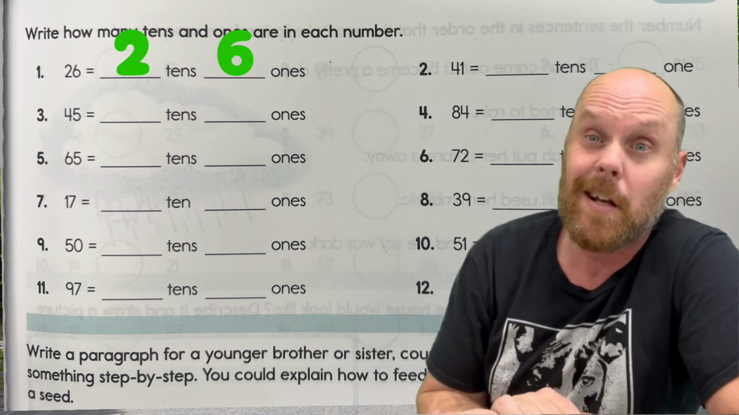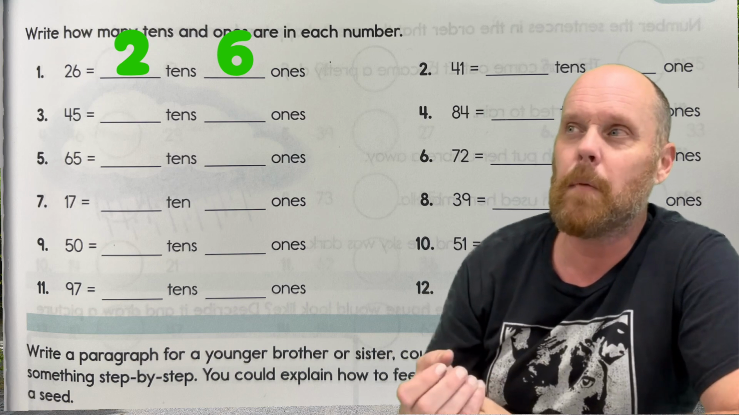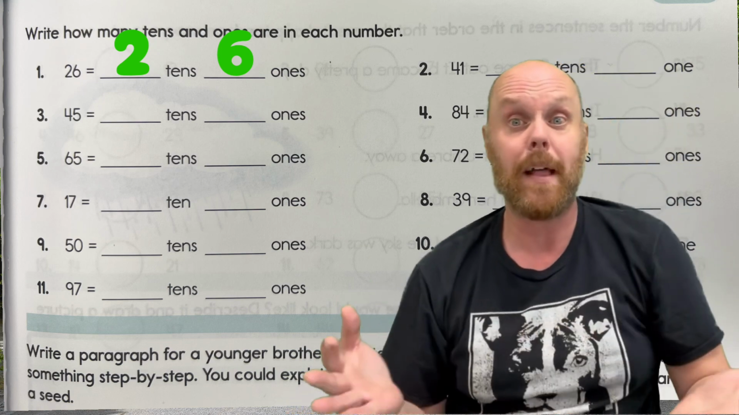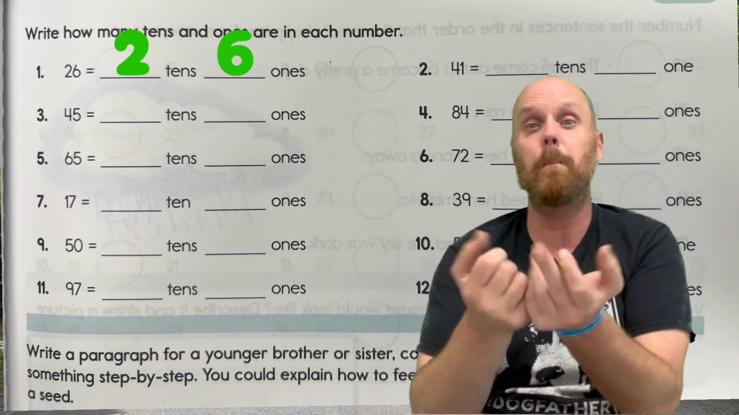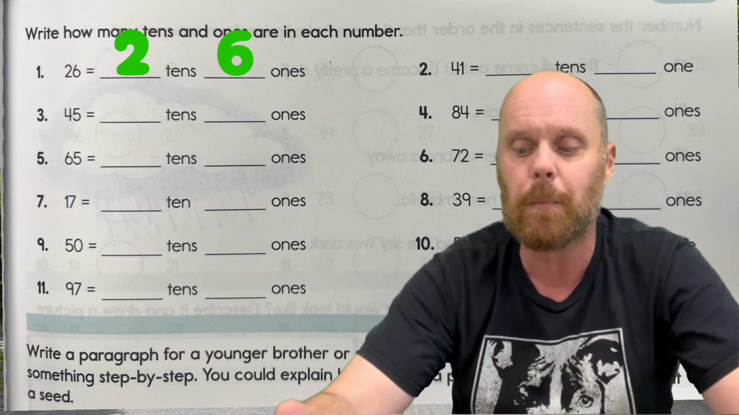It's that easy. Don't overthink this activity because, ladies and gentlemen, by understanding place value, you know what the number is worth. You know how big or how small the number is. I think it doesn't get tricky until number 12.